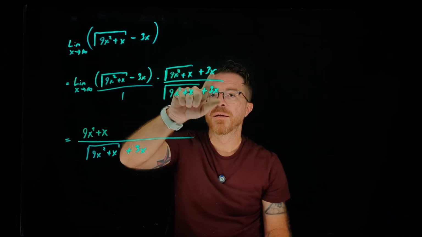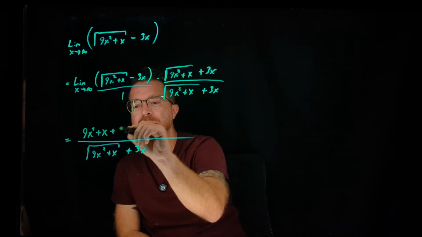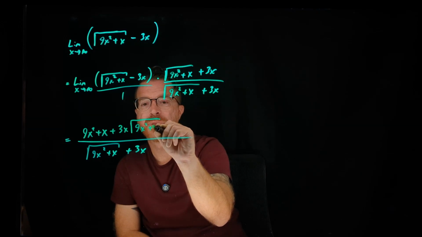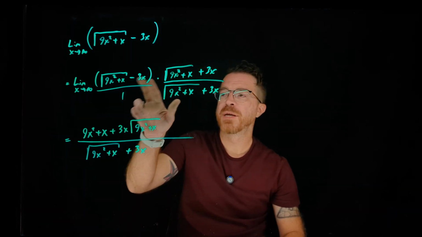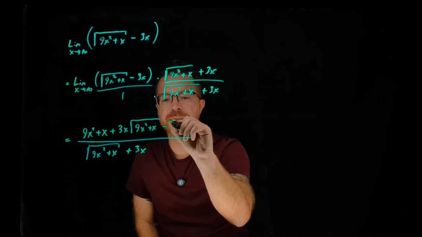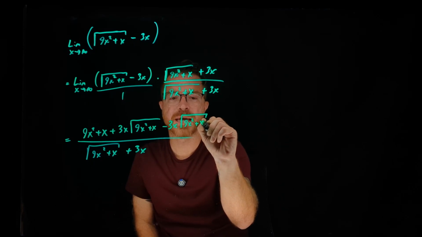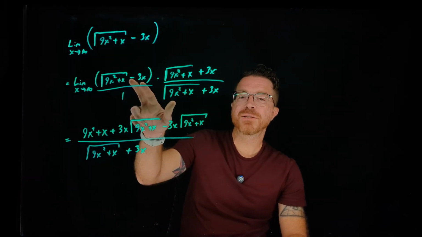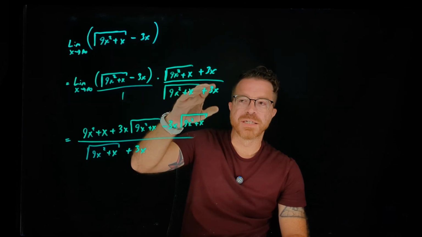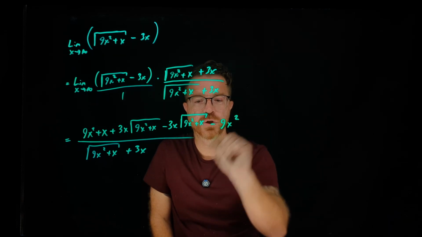Then I'm going to do my outer term. That's going to be 3x times the square root of 9x squared plus x. Next, I'm doing my inner terms: minus 3x times the square root of 9x squared plus x. So this is going to be minus 3x square root of 9x squared plus x. And then I'll do my last terms. Minus 3x times 3x: negative 3 times 3 is going to be 9x squared, so there's going to be minus 9x squared.